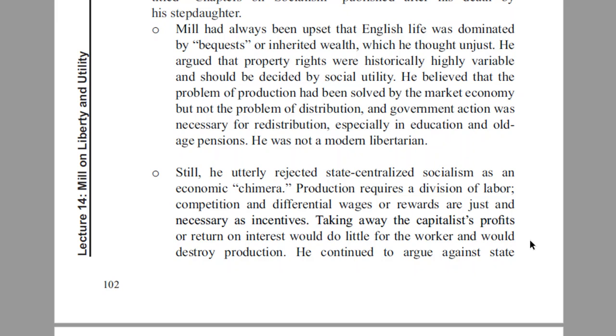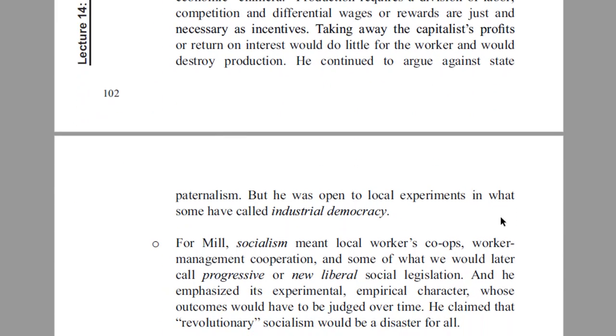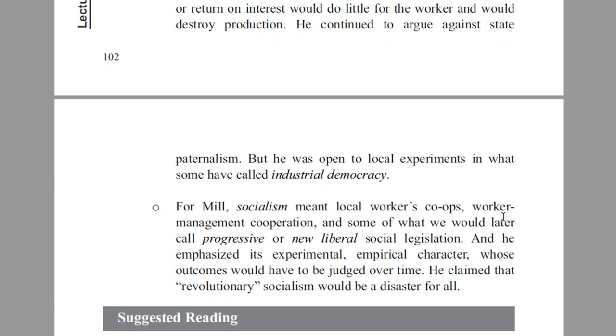He continued to argue against state paternalism, but he was open to local experiments in what some have called industrial democracy. For Mill, socialism meant local workers' co-ops, worker management cooperation, and some of what we will later call progressive or new liberal social legislation, and he emphasized its experimental empirical character, whose outcomes would have to be judged over time. He claimed that revolutionary socialism would be a disaster for all.